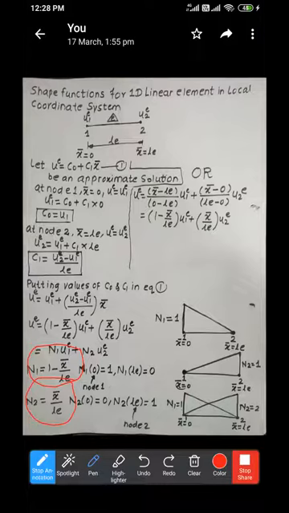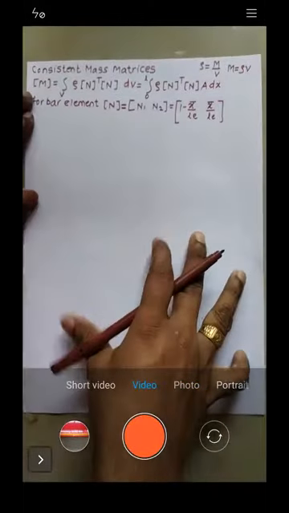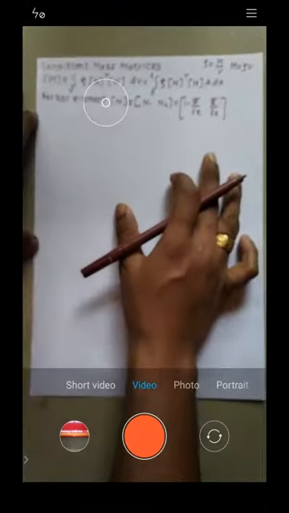Yes, sir. Can you see this? It is 1 minus x bar by LE. This is the first shape function, and the second function is x bar by LE. Is it okay? Right? So see here, all of you. This is what is written, N1 and N2, right? Now let's put these values and let's solve.